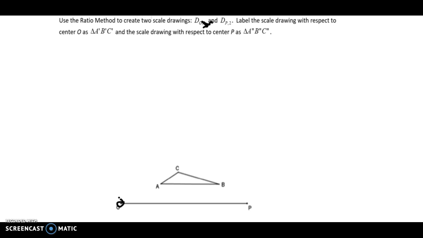Oh, I thought I picked eraser. And let me get rid of these markings.